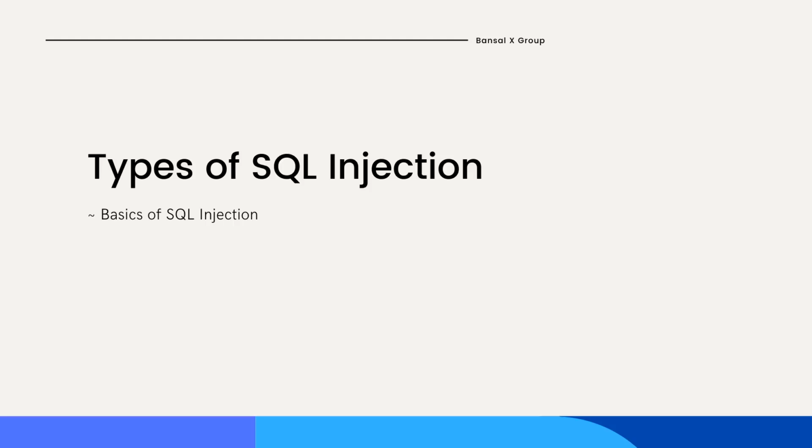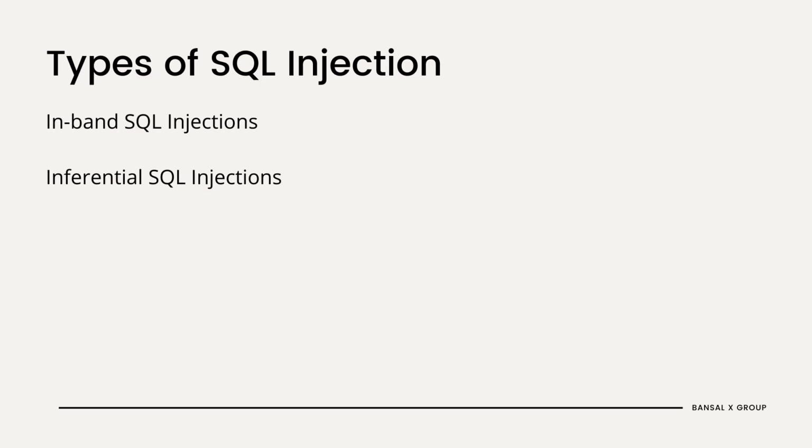There are multiple types of SQL injections which you should be aware of, because depending upon the target and the situation, you may have to switch between one type and another. There are two major categories of SQL injections. First one is in-band SQL injection, and second is inferential SQL injection. In-band SQL injection occurs when you are able to get the response from the website. It can be some data or it can be some error.